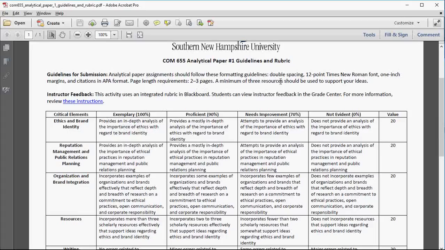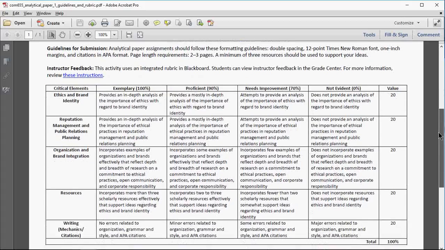A minimum of 3 resources or references should be used to support your ideas. This section is always here, instructor feedback. This activity uses an integrated rubric. If you want to learn more about the integrated rubric, click there. But let's take a look at this rubric itself now.